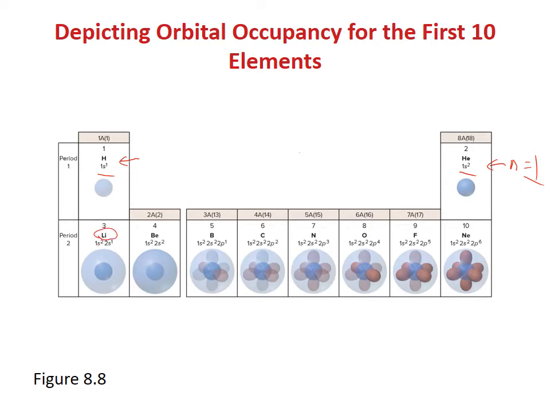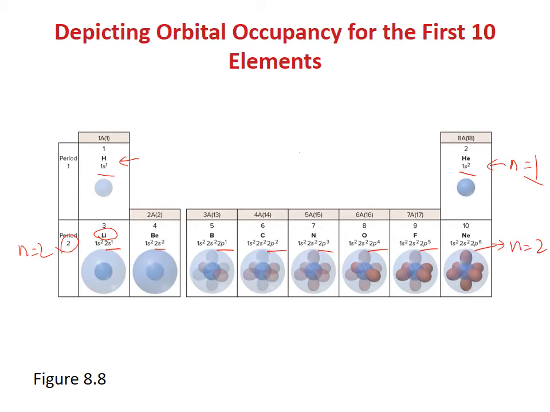Lithium is the beginning of the second shell, n equals 2. It starts to fill the 2s orbital: 2s1 for lithium, 2s2 for beryllium. Boron now has an electron going to the 2p orbital, so it starts to fill the 2p orbital. So 2p1 for boron, 2p2 for carbon, 2p3 for nitrogen, 2p4 for oxygen, 2p5 for fluorine, and 2p6 for neon. Up to this point, n equals 2 is full.